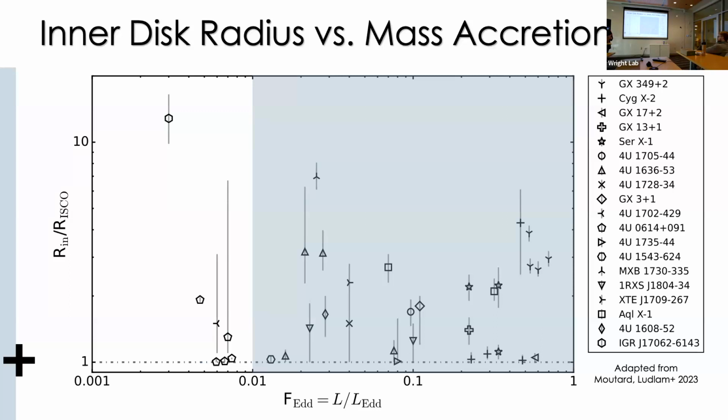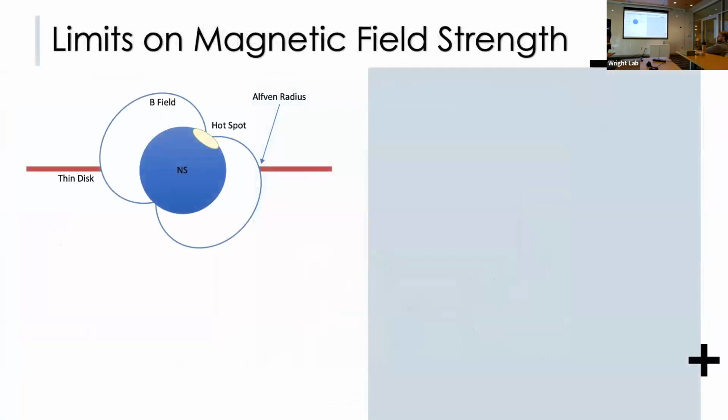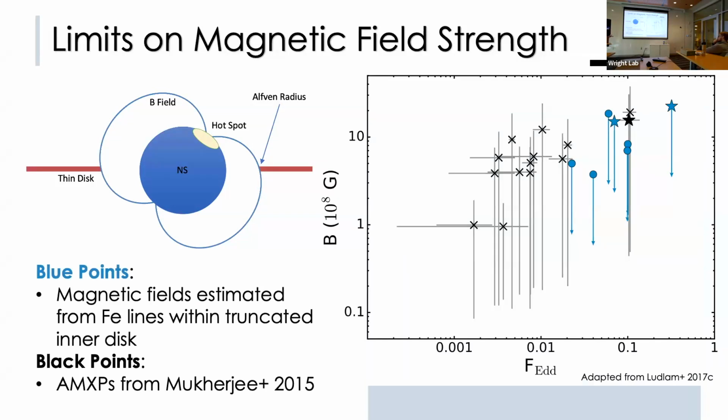But what we can do is use the information that we see here, the position of the inner disk not being at the innermost stable circular orbit, to place limits on the magnetic field strength. If we assume that the radius we're inferring corresponds to the Alfvén radius, which is the radius at which the magnetic pressure is balanced by the ram pressure of the material inwards, we can effectively place an upper limit on the magnetic field of the neutron star itself.